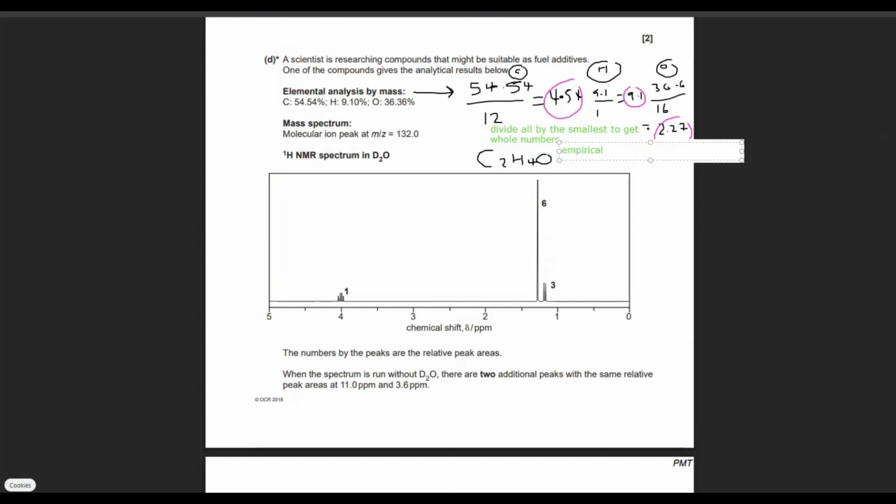So C2H4O. Now we're going to get a mark for that. We've worked out the empirical formula. So out of the 6 marks, I'd say that's going to get you a mark for that bit of analysis.